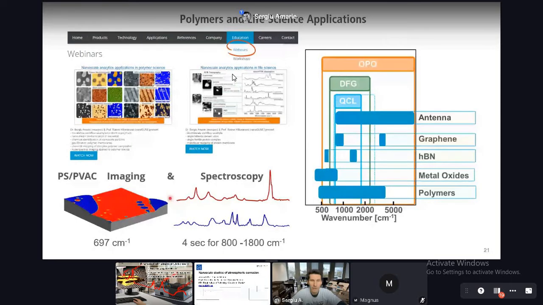In this example, we have a PS-PVAc polymer composite imaged at a frequency outside the QCL range, at 697 wave numbers, which is, by the way, the strongest absorption band of PS. Worldwide first measurement at that frequency here. Even more, in only 4 seconds, you can get this 1000 wave number spectrum by selecting either PS or PVAc region. Here we chose 800 to 1800 wave numbers just to compare it with the typical spectral region of the QCL.